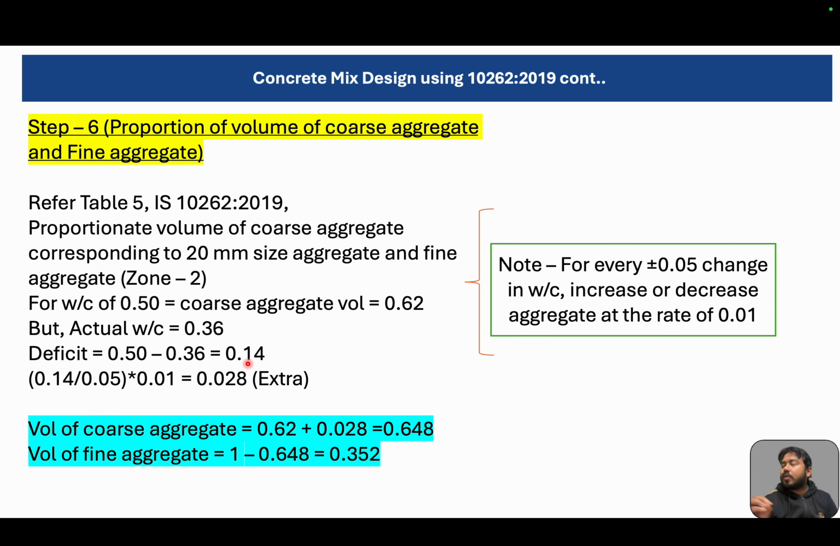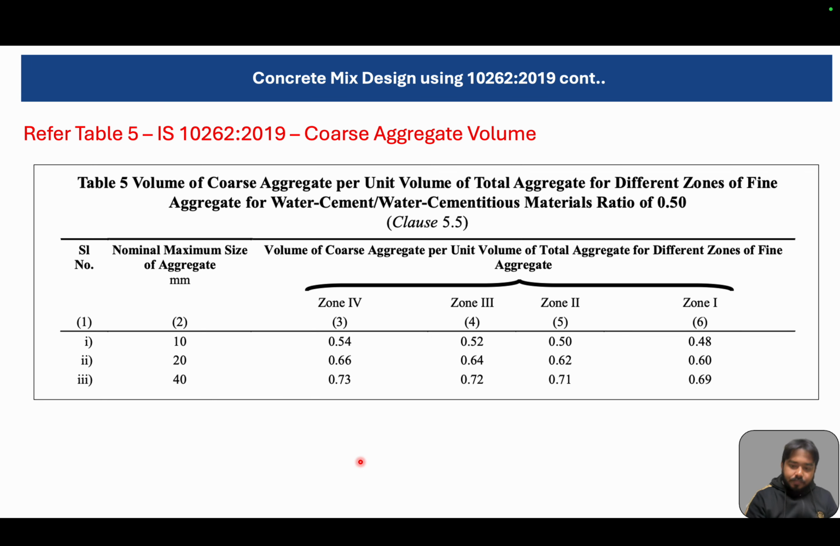And here also your codal provision says for every 0.05 change in the water to cement ratio, you have to either increase or decrease the aggregate at the rate of 0.01. So accordingly you have to calculate how much extra aggregate is required. Then the base coarse aggregate volume with the extra volume gives the final coarse aggregate volume. Similarly, if I consider the entire coarse aggregate and fine aggregate as one unit, you subtract the coarse aggregate from 1 and you get the fine aggregate, which is 0.352.